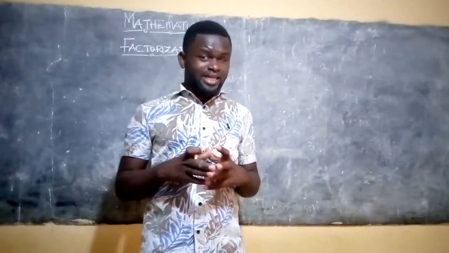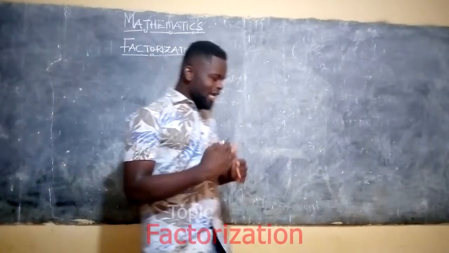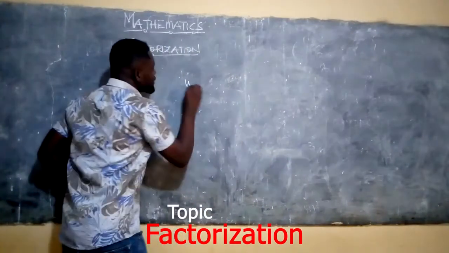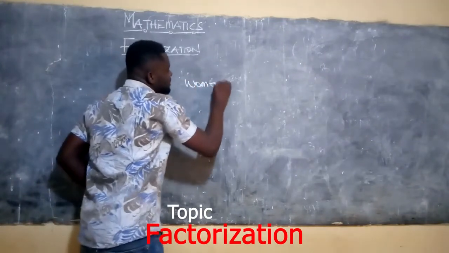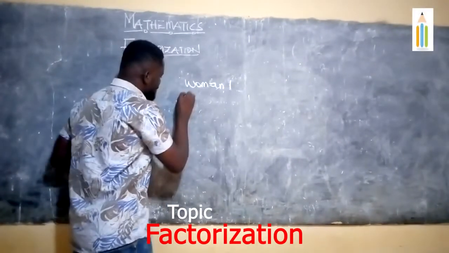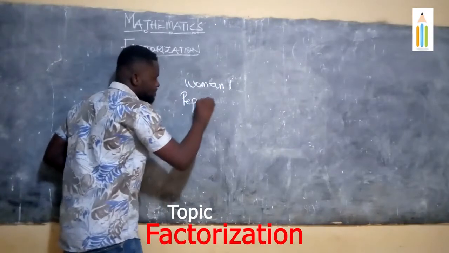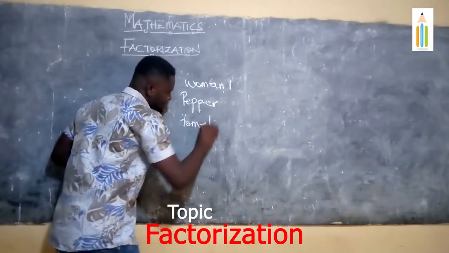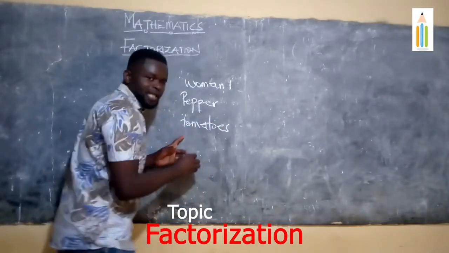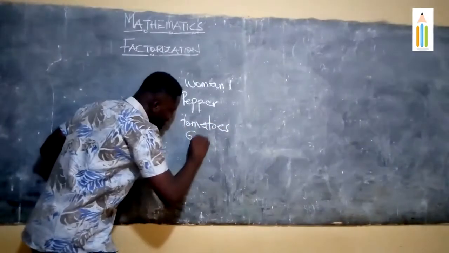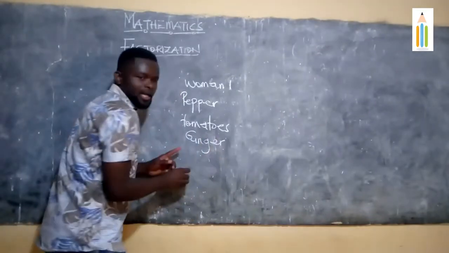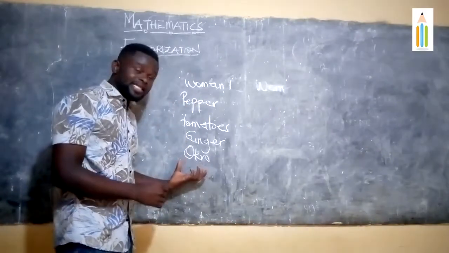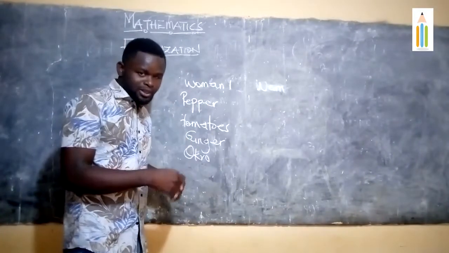I went to the market last time to buy some food stuff. So I approached woman 1 to buy some food stuff from her. So woman 1 sells pepper. She sells tomato. She sells ginger. And she also sells okra. I bought some of these things that she sells and I go to the next woman, that is woman 2.